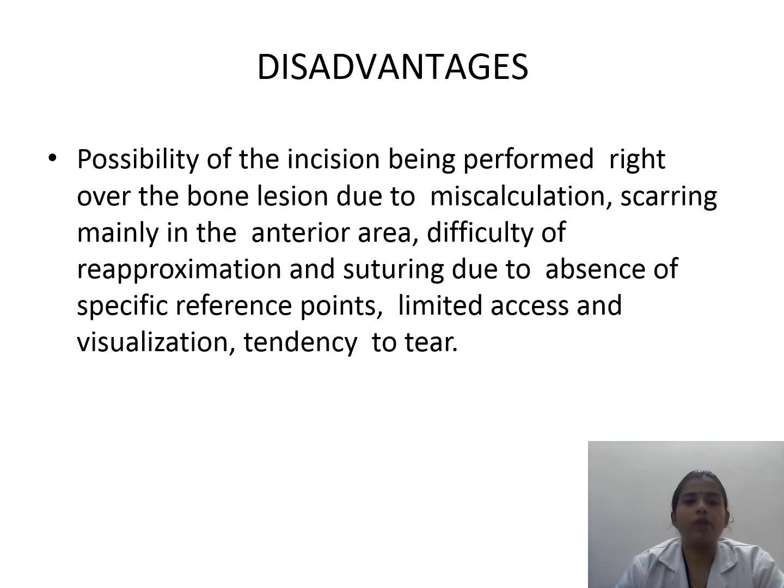Disadvantages of semilunar flap are the possibility of the incision being performed right over the bone lesion due to miscalculation, scarring mainly in the anterior area, difficulty of reapproximation and suturing due to the absence of specific reference points, limited access and visualization, and tendency to tear.